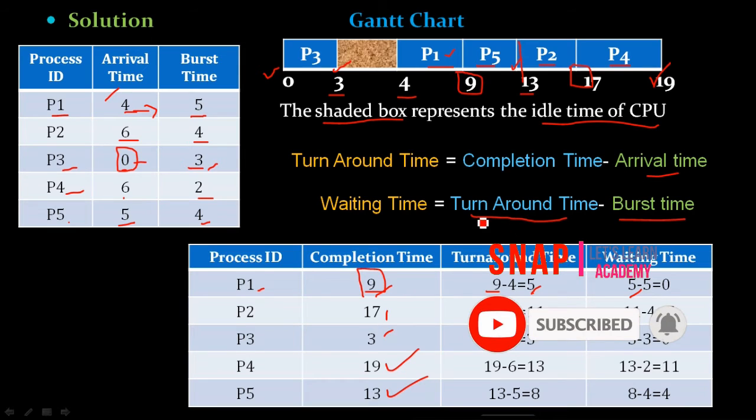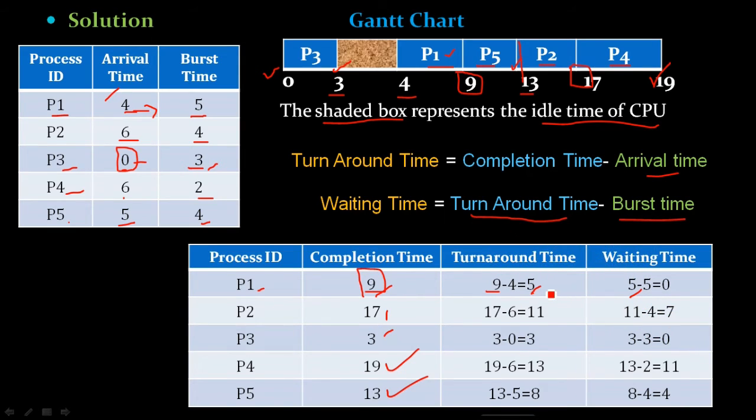5 minus 5, waiting time is 0. See how this will become a 0, right? So P1 is arriving at 4 milliseconds, so arrival time is 4. At the time P1 arrives, the CPU is idle, meaning P1 directly occupies the CPU, so it is not waiting. So 0 seconds is the waiting time, right? Hence the waiting time of P1 is 0.